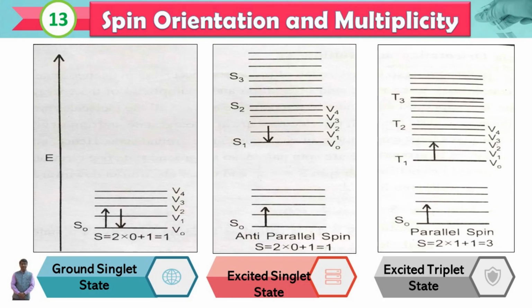Now, if the excited electron has parallel spin with its mate electron, then total spin S is equal to 1 and spin multiplicity of the state is equal to 3. This excited state has spin multiplicity 3, so it is called the triplet excited state, designated as T. This is shown in figure C.